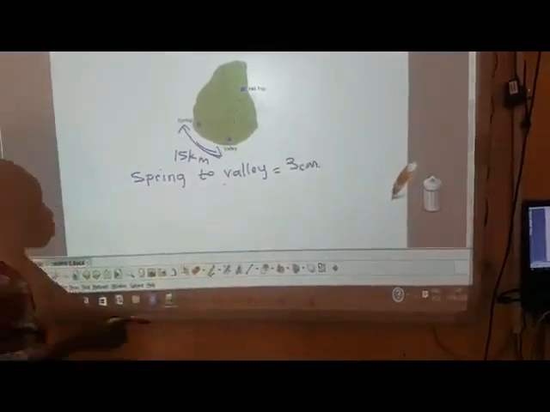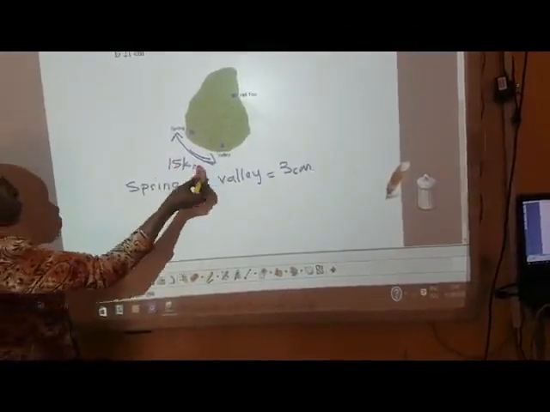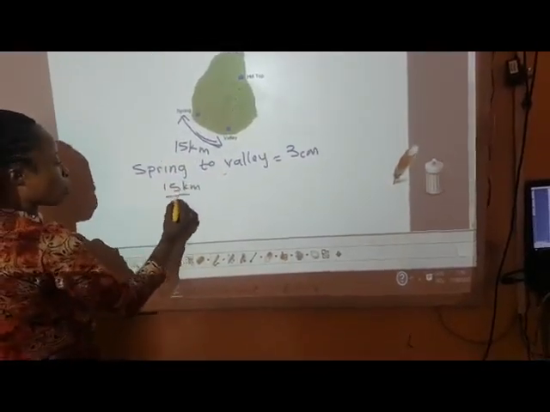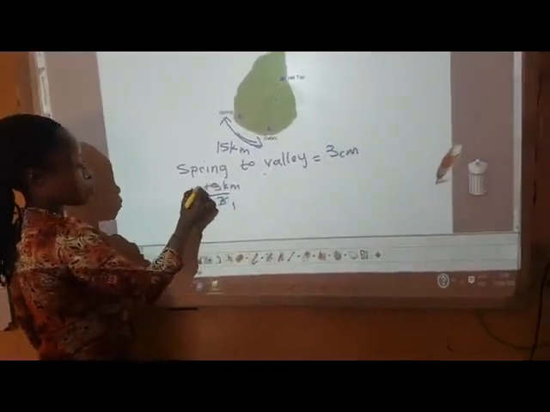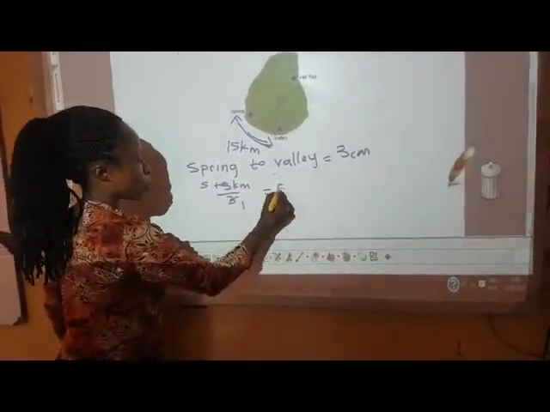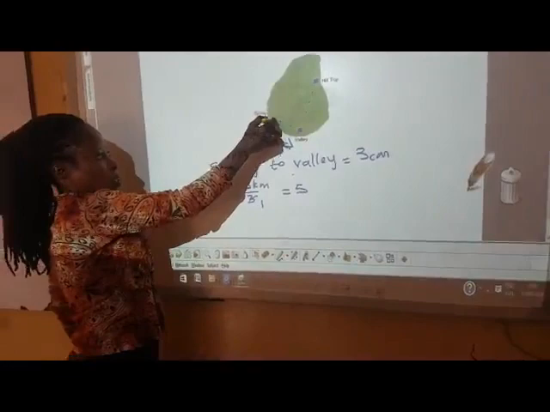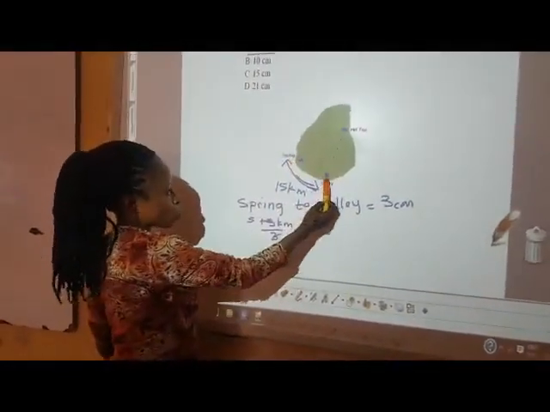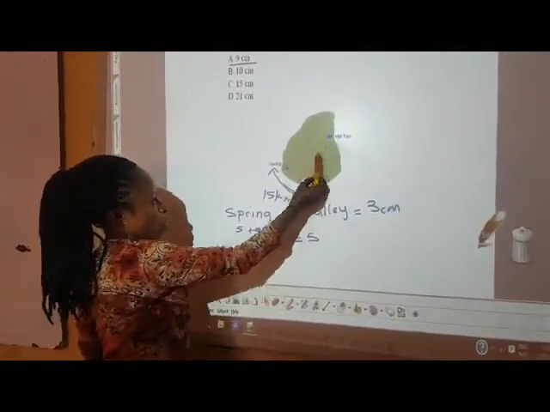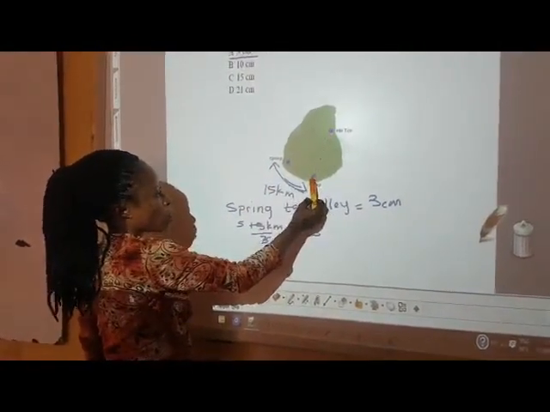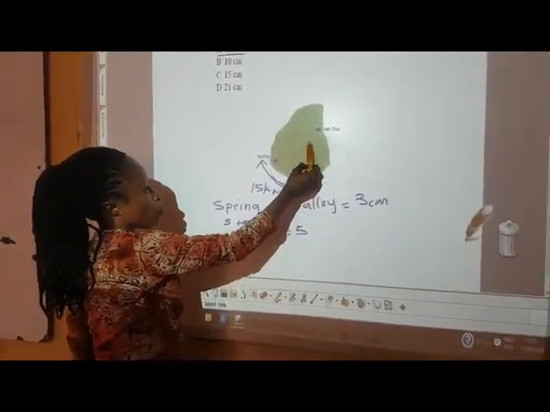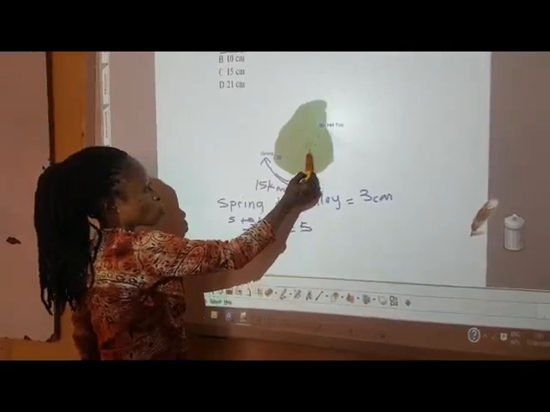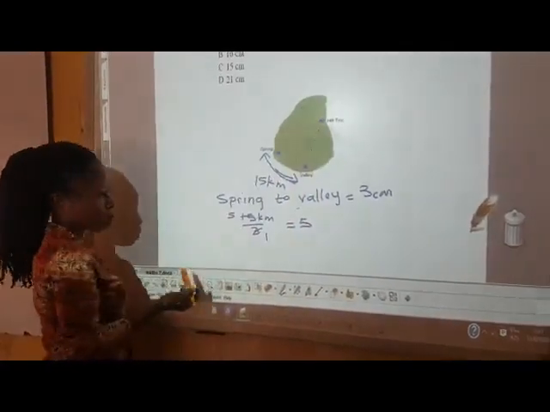Now, to convert it, you have to divide 15 kilometers by 3. 3 in 15 is 5. That means each of these marks is 5. Now I want to find out from valley to hilltop. You count, you start from here, but you don't count the last mark. From here, 1, 2, 3, 4, 5. So you have 5 centimeters.